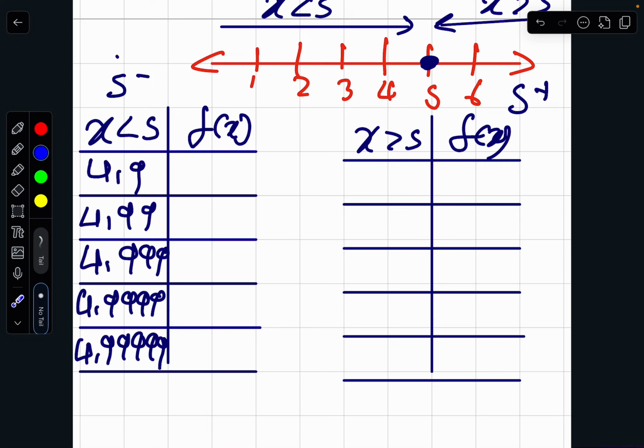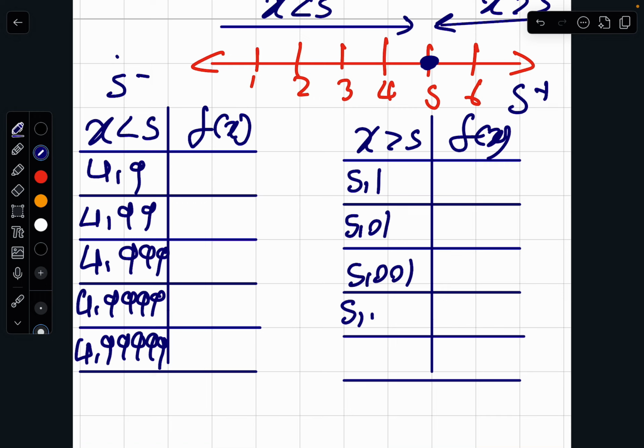So this side, what is the value of x that is closer to 5 this side? It is 5.1. Understand? Another one is 5.01. Another one is 5.001. Another one is 5.0001, and so on with more zeros.